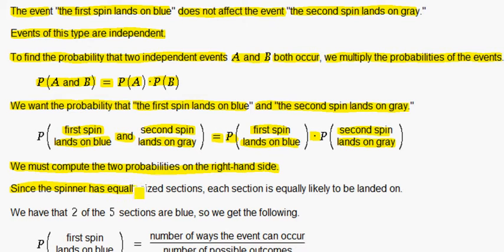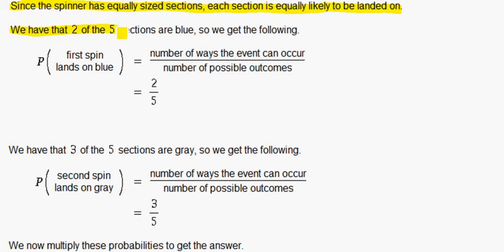Since the spinner has equally sized sections, each section is equally likely to be landed on. We have that 2 of the 5 sections are blue, so we get the following. The probability that the first spin lands on blue is the number of ways the event can occur, which is 2 because there are 2 blue sections, over the number of possible outcomes, which is 5 because there are 5 equal sections. So the probability of the first spin landing on blue is 2 out of 5.